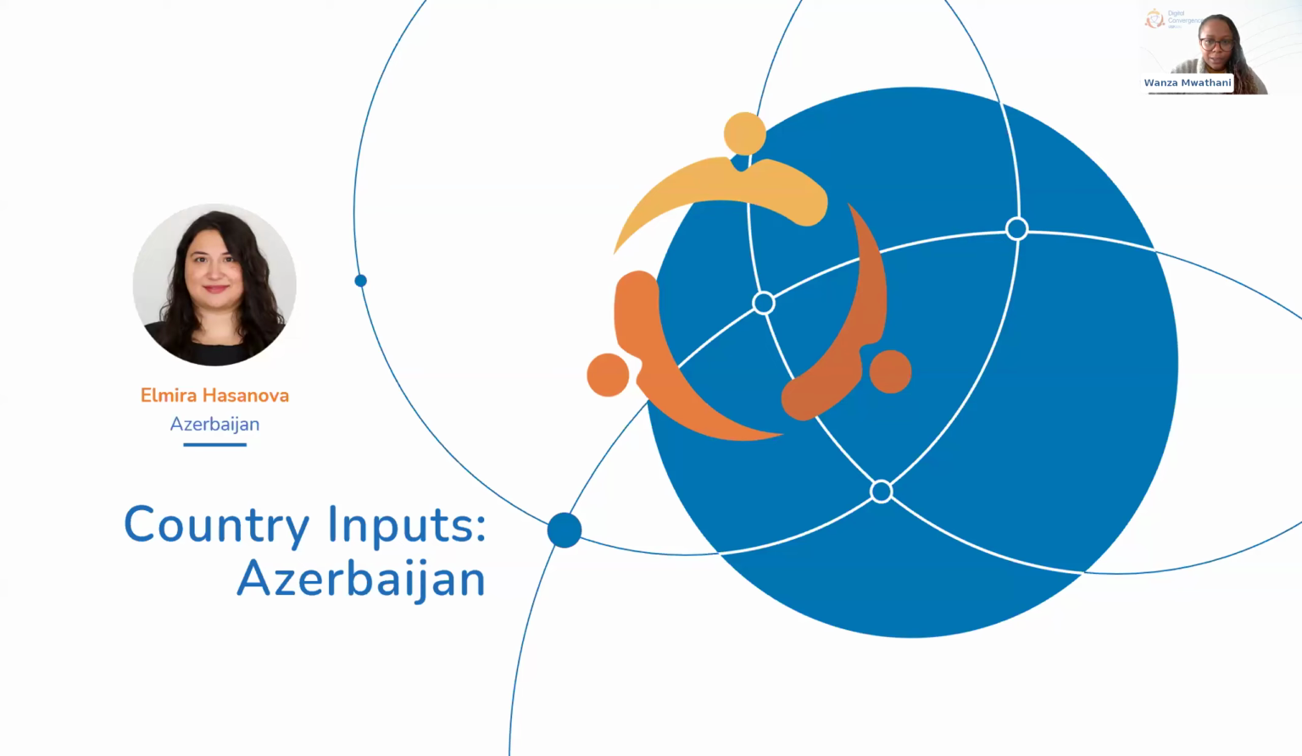So just a quick introduction on Elmira. Elmira is a specialist whose work centers on digital transformation and introduction of innovative approaches to modernization. With experience in both government and international projects, she concentrates on practical strategies that apply to strengthening social protection systems. So with that, I'll hand over to Elmira to share the experiences from Azerbaijan.